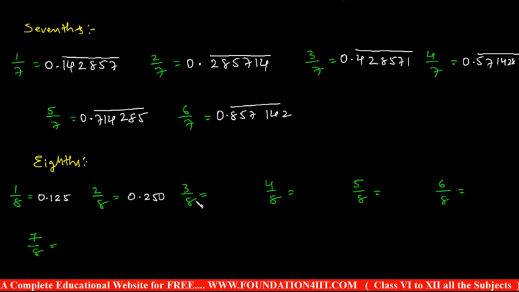0.250 and plus 125, so 0.375. 0.500, because I'm just adding plus 125. 0.625. Okay, 0.750, because 625 plus 125 is just 750. You can remember it in that way. So this is 0.875. Right, this is for 8s.